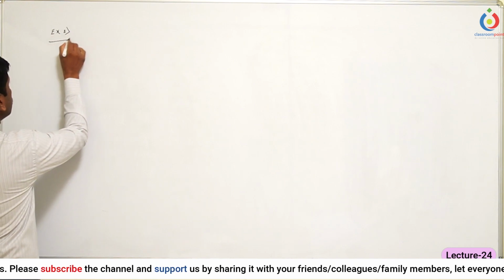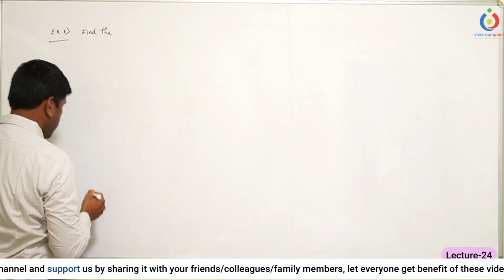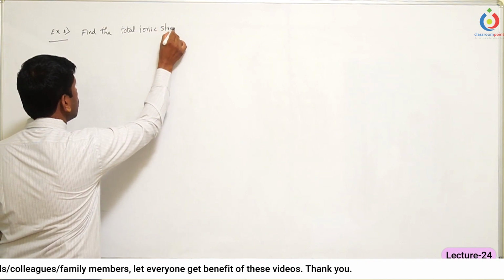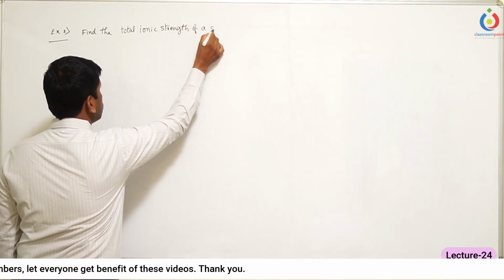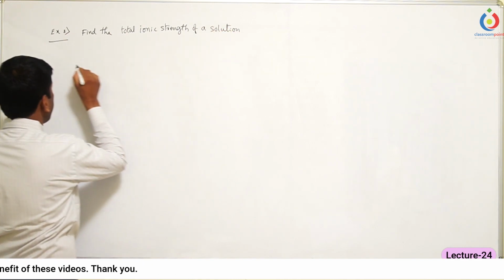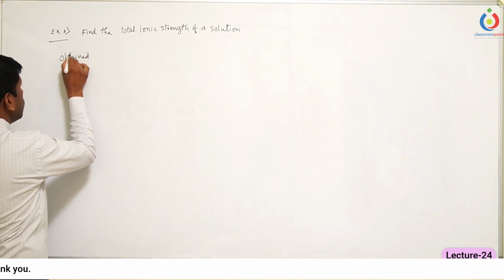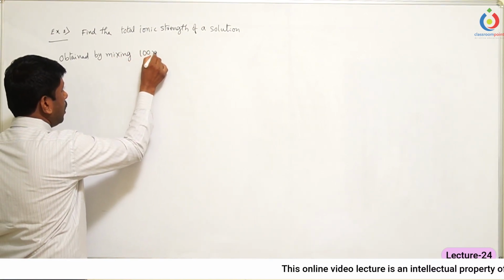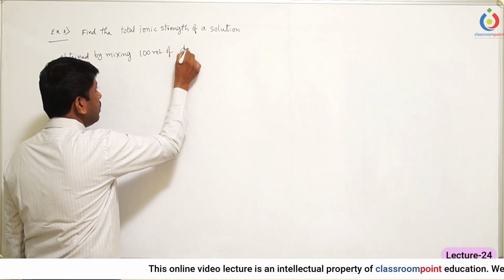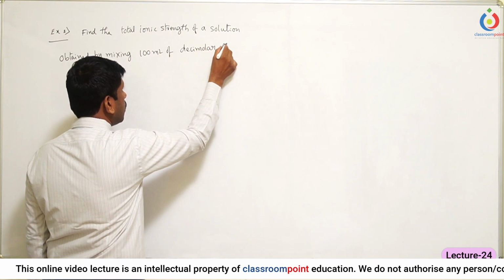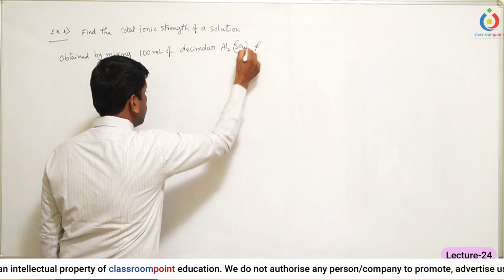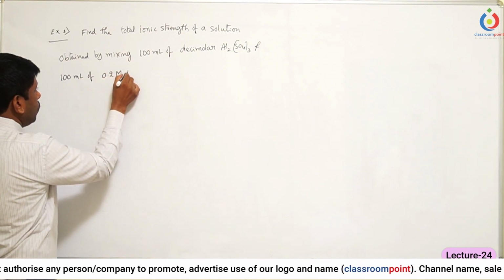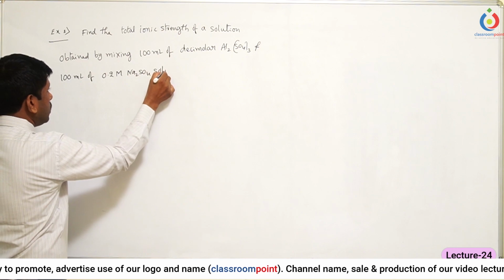Example number 2. Find the total ionic strength of a solution obtained by mixing 100 ml of decimolar aluminum sulfate and 100 ml of 0.2 m Na2SO4 solution.